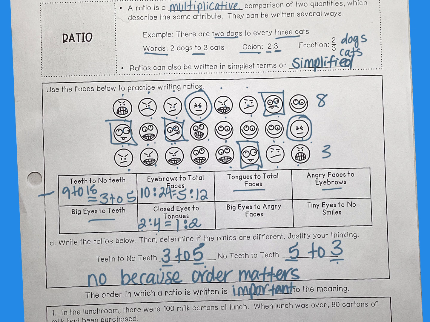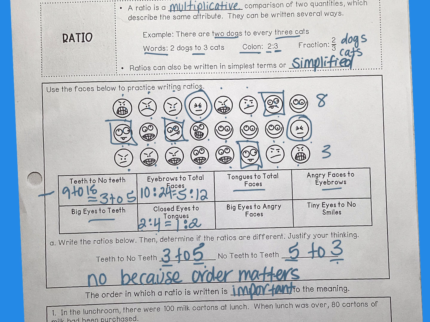So, looking at question number 1, it says in the lunchroom there were 100 milk cartons at lunch. When lunch was over, 80 cartons of milk had been purchased. What is the ratio of the number of milk cartons purchased to the total number of milk cartons? So, remember, my order is important. This question is asking the number of milk cartons purchased to the total number of milk cartons.